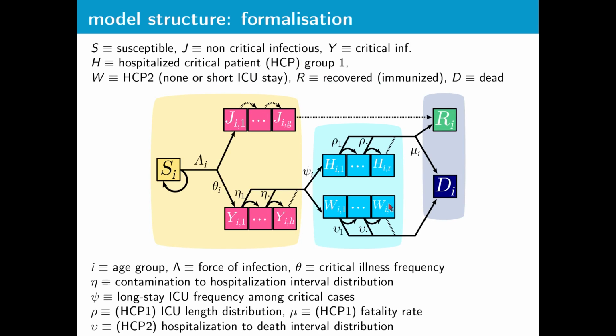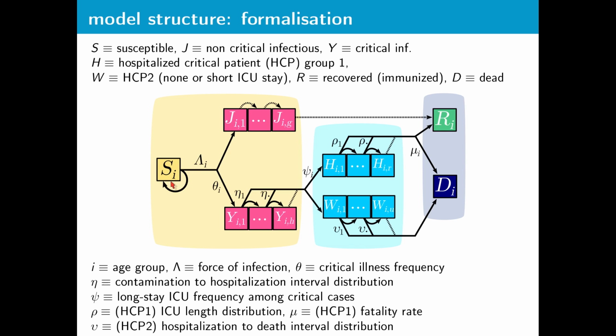Mathematically, the model is formalized as follows. We have the susceptible compartment, the non-critical infections, the critical infections, the critical cases, patients admitted in ICU for a long stay, for more than 1 day, that really contribute to ICU bed occupancy, those that will die either after a short stay in ICU or in another ward. The key parameter of this model is lambda I, that captures the dynamics in the general population.